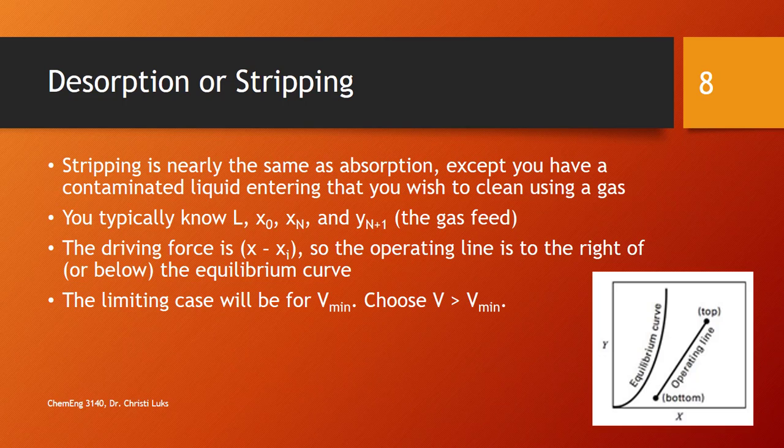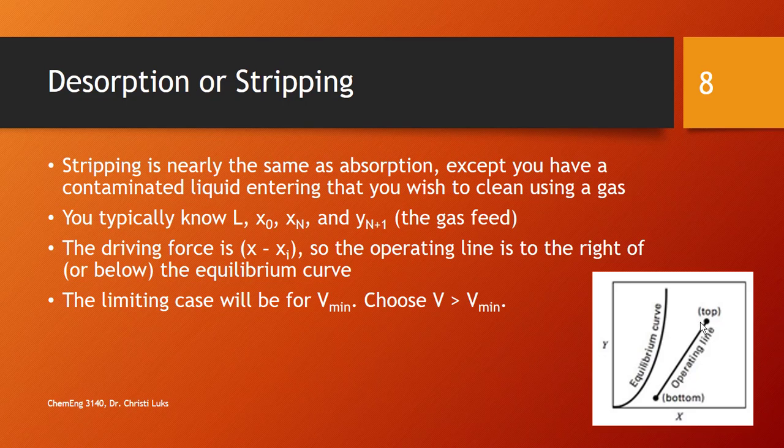You're going to know the liquid flow rate, the composition of the liquid at the inlet and what you want it to be at the exit, and you should know the composition of the gas feed. You're then going to work with a driving force. Normally in this case, you work with x's, and the operating line will be to the right or below the equilibrium curve. We're going to plot what we know and then vary our slope to see how long it takes before we get the unknown.